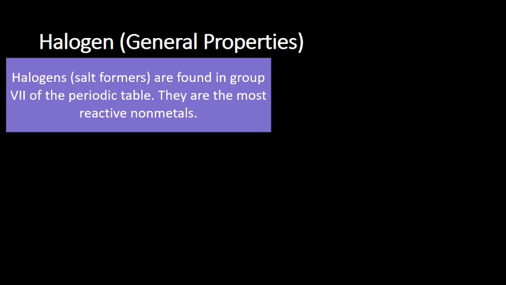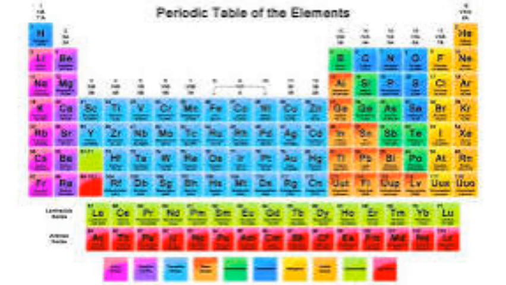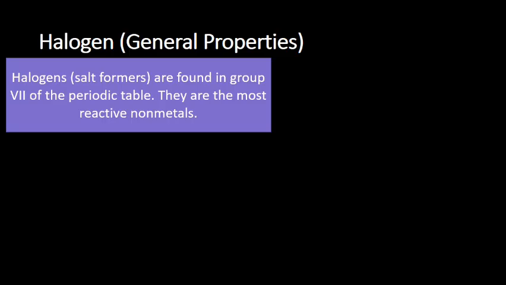As you can see on your screen, the periodic table chart. Try to look towards the right hand side. You will see chlorine there, and you also see fluorine. Then you will see some other elements of the halogens. So they are basically found in group 7 of the periodic table.